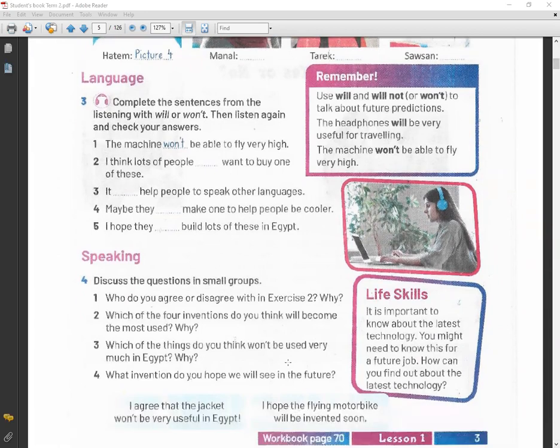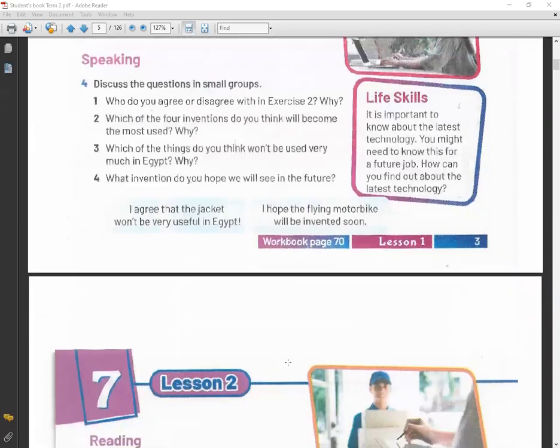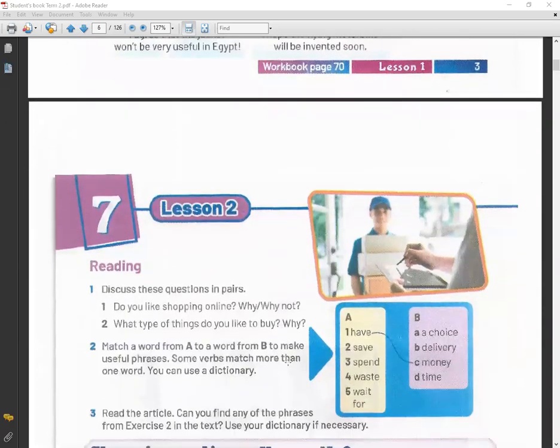Now let's move to lesson 2. In lesson 2 reading, first discuss these questions in pairs. Do you like shopping online? Why and why not? What type of things do you like to buy? From these questions, I think we are going to talk about for and against, if you are yes or no on shopping online.